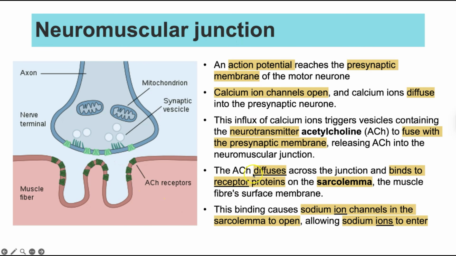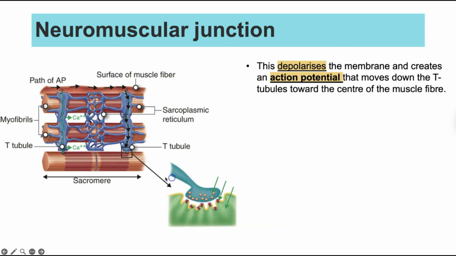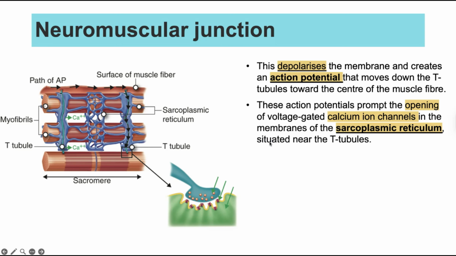So it's pretty much identical, except we've got not a postsynaptic neuron, we've got muscle fiber, so the receptors are on the sarcolemma, and it's always going to be acetylcholine as the neurotransmitter. So that depolarizes the membrane of the muscle fiber and creates an action potential in that muscle that moves along these T tubules towards the center of the muscle fiber.